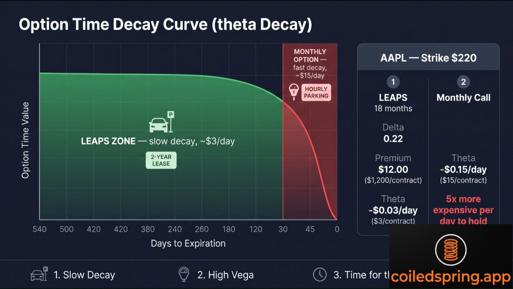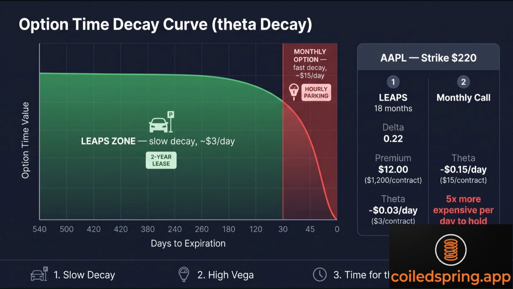There are 3 structural reasons why experienced traders use LEAPS. First, slow decay, as we just showed, $3 a day versus $15. Second, high Vega. Long-dated options are very sensitive to implied volatility. When IV expands, LEAPS benefit significantly even without the stock moving. We'll cover Vega in detail in Step 5.